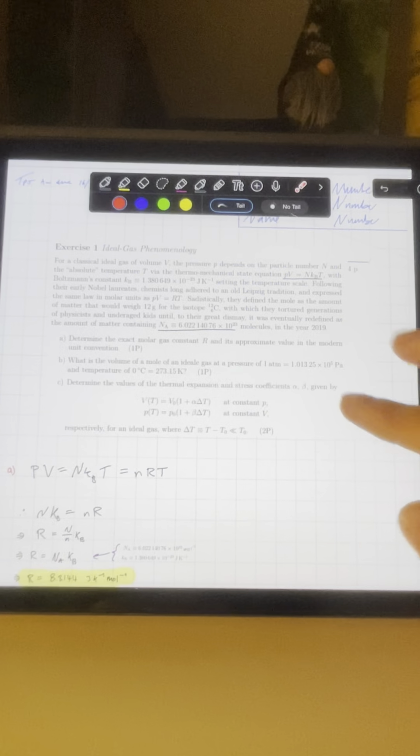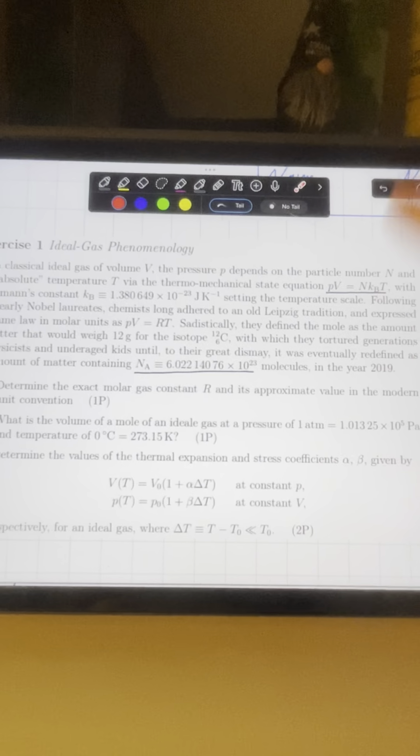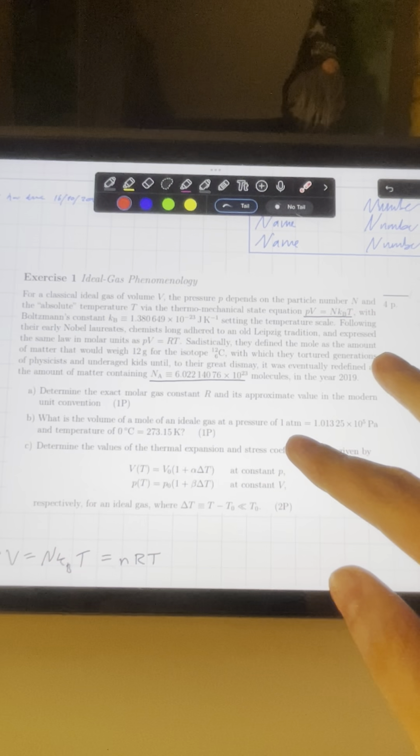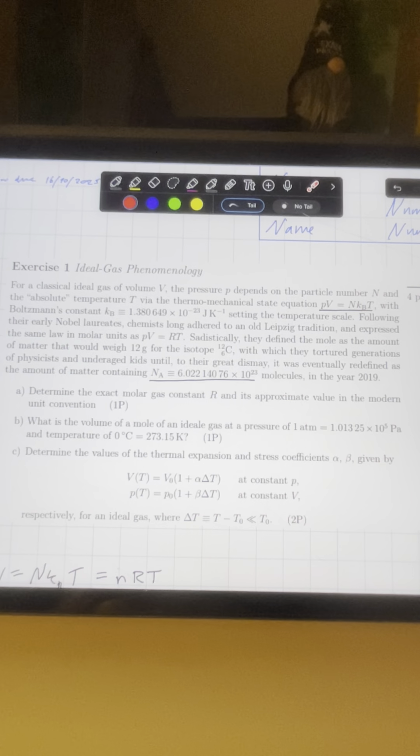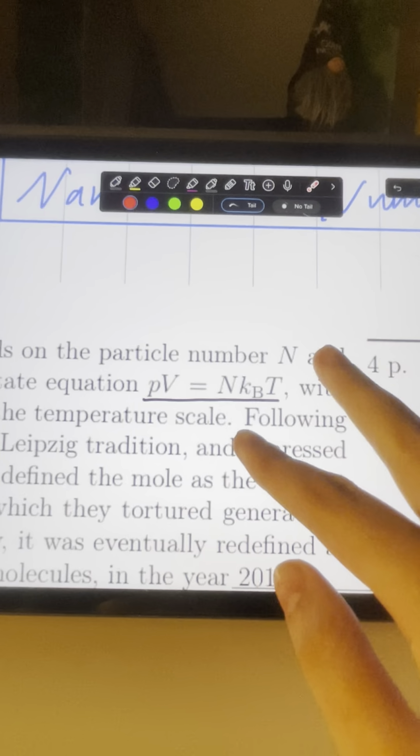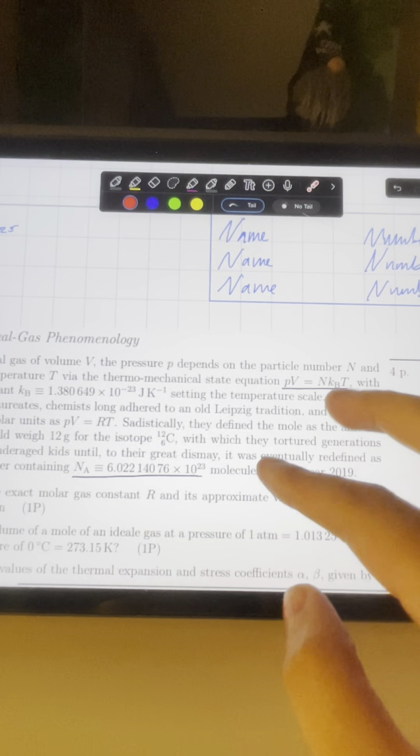Anyway, exercise 1. For a classical ideal gas of volume V, the pressure P depends on the particle number N and the absolute temperature T via the thermal equation of state PV equals N kB T, with Boltzmann's constant kB setting the temperature scale. Sounds kind of confusing. He's just saying that PV equals N kB T is a thing, honestly.